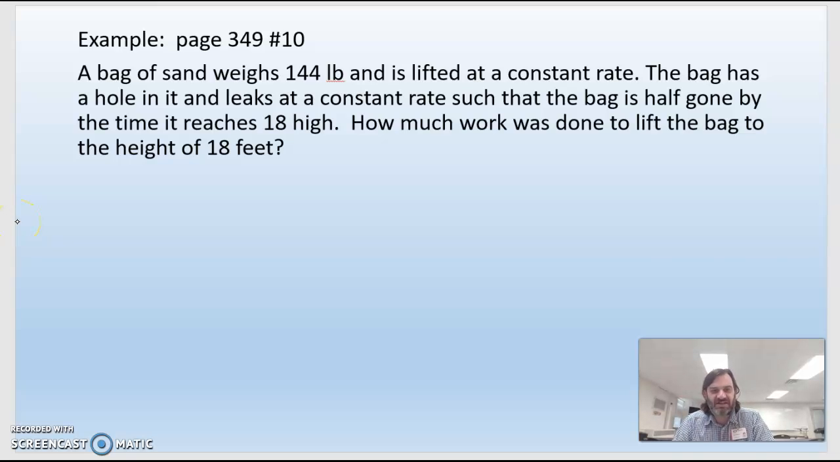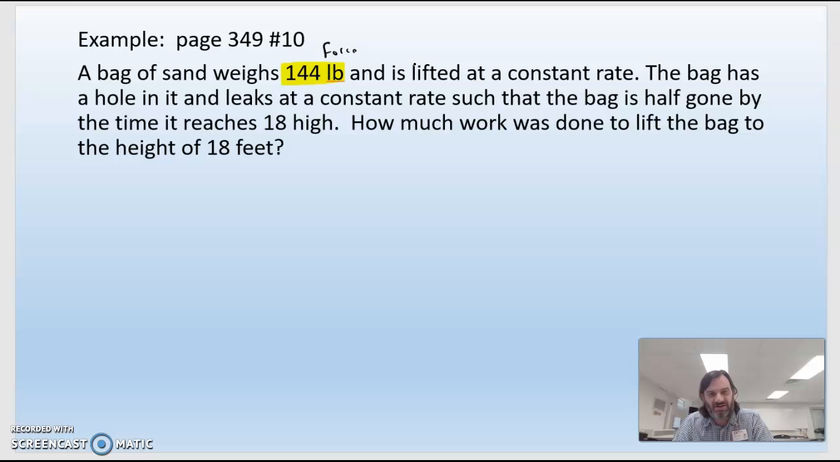It says a bag of sand weighs 144 pounds. So when it says pounds, that's automatically a force, okay? And it says it's lifted at a constant rate. So maybe it's on a pulley and we're pulling a rope to pull it up. It says the bag has a hole in it and leaks at a constant rate such that the bag is half gone by the time it reaches 18 feet high.